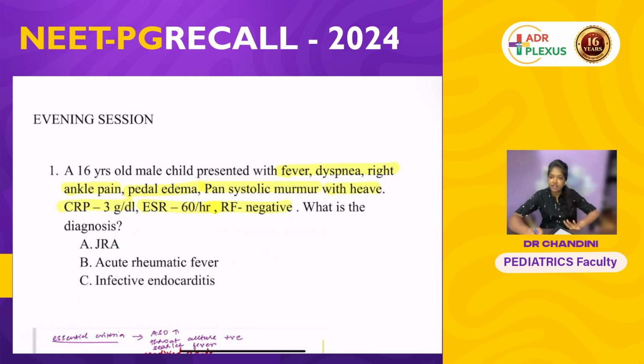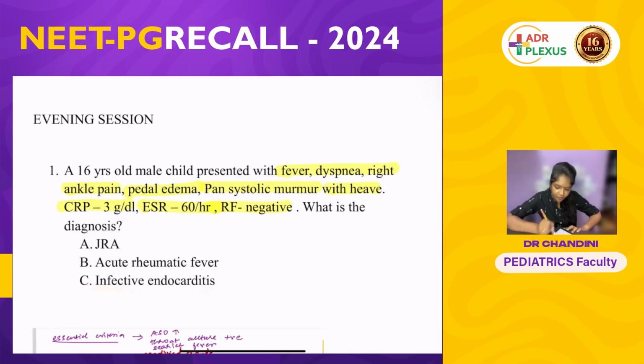JRA, acute rheumatic fever, infective endocarditis. Can this be juvenile rheumatoid arthritis? Just because RF is negative, you cannot omit juvenile rheumatoid arthritis, because there is an entity in juvenile rheumatoid arthritis where the rheumatoid factor will be negative. Okay, a seronegative rheumatoid arthritis is also a possibility, but these features have to be there for at least 6 weeks for you to diagnose JRA. And a pansystolic murmur is not a classical feature of JRA. So JRA is not the apt answer as of now.